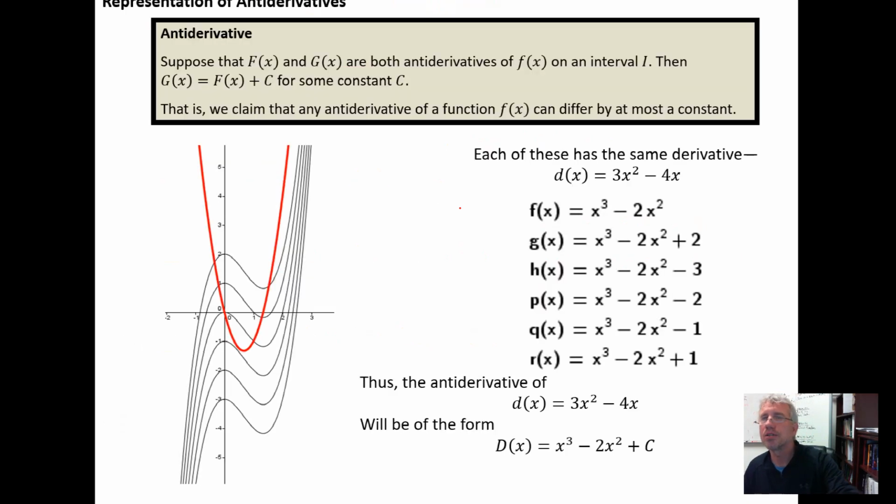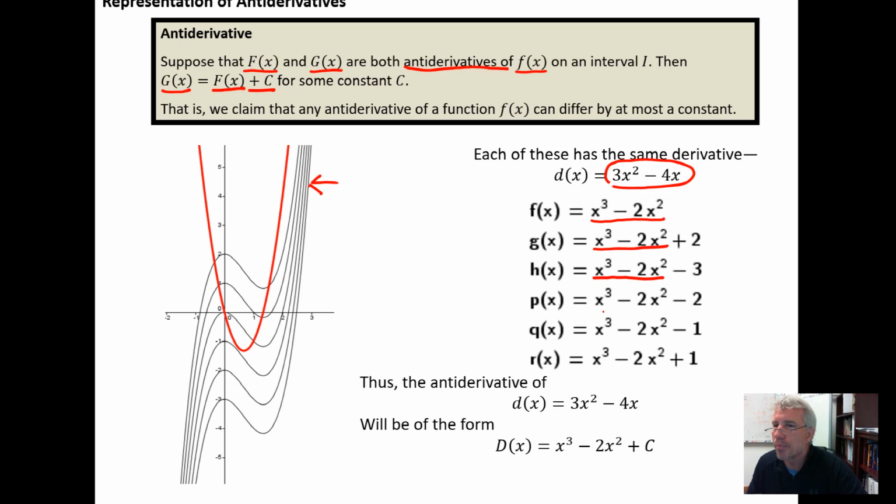So one slide to kind of formalize those concepts from that previous slide. This says, hey, if you can find big F of x and big G of x, and both of them are antiderivatives of a function little f of x, then g of x only differs from big F of x by some constant. So for example, if I want to find an antiderivative for 3x squared minus 4x, what I want to notice is that there are infinitely many functions. I have graphed a few of them here whose derivatives are 3x squared minus 4x. So you can see for each of these third degree polynomials here, the variable part matches all the way down, and the derivative of the variable part is going to be 3x squared minus 4x.